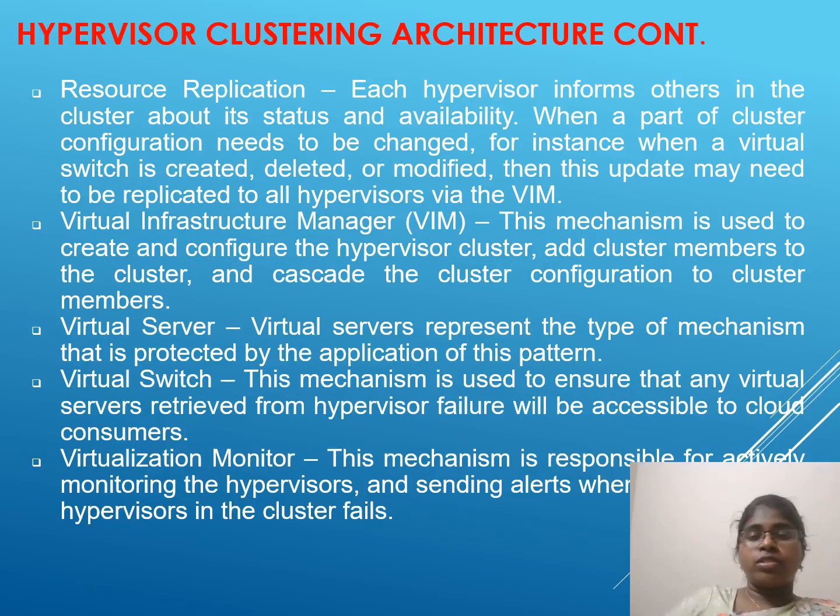And the virtual server. The virtual server represents the type of mechanism that is protected by the application of this pattern. The virtual switch mechanism is used to recover from hypervisor failure and will be accessible to the cloud consumer. Virtualization monitor: this mechanism is responsible for actively monitoring the hypervisors and sending alerts when the hypervisors in the clustering fail to access all the data in the replication process of the hypervisor clustering architecture.